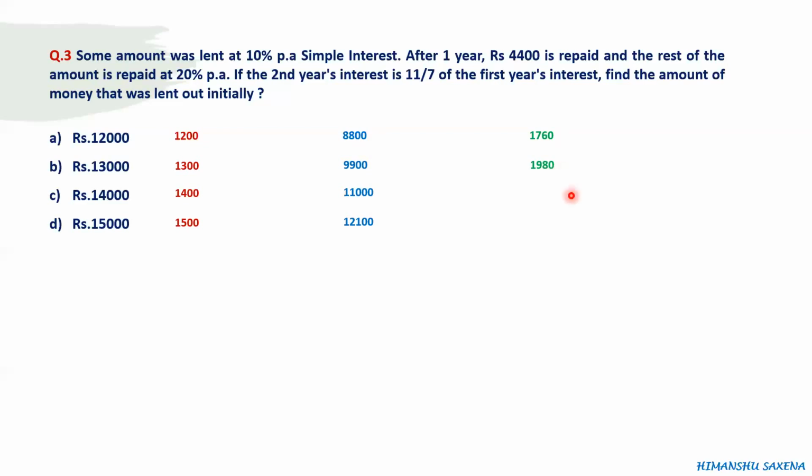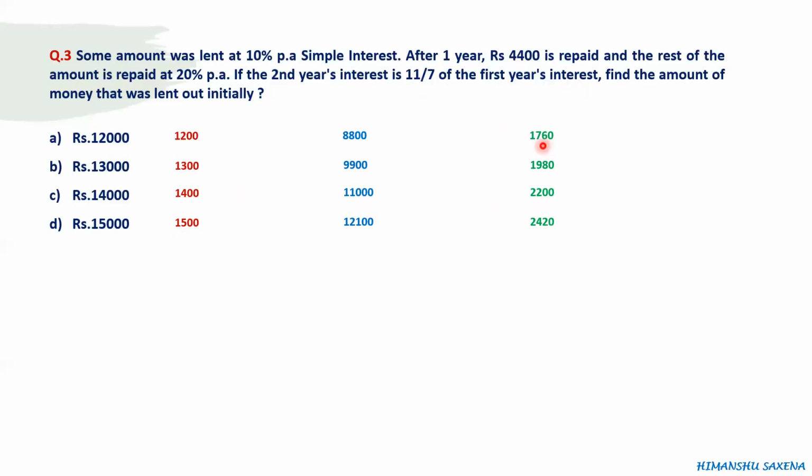So just add 220 here, you get 2200. Again, add 220 here, you get 2420. Now this is your second year interest, and this is your first year interest. Now you have to find out which one is the correct option. It is given that the second year's interest is 11 by 7 of the first year's interest.